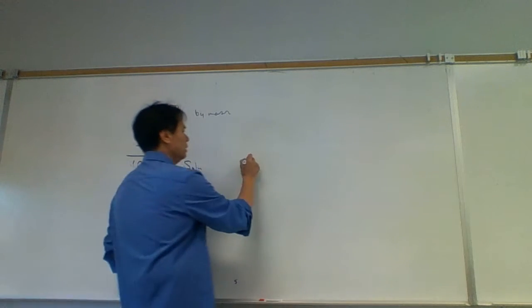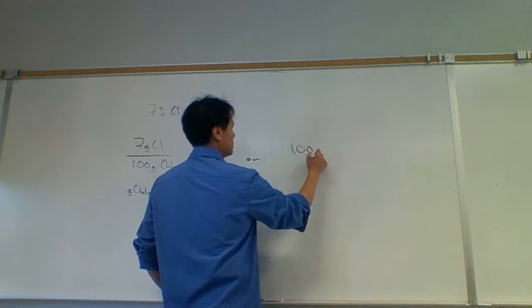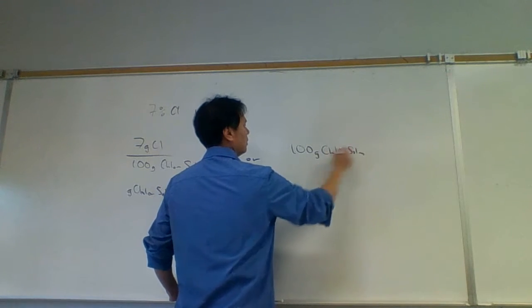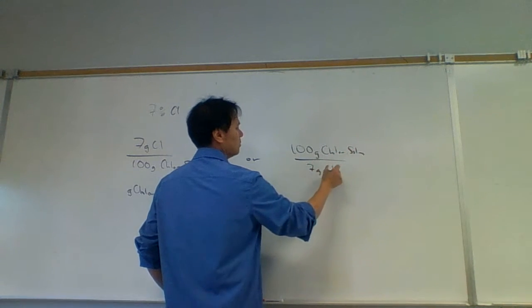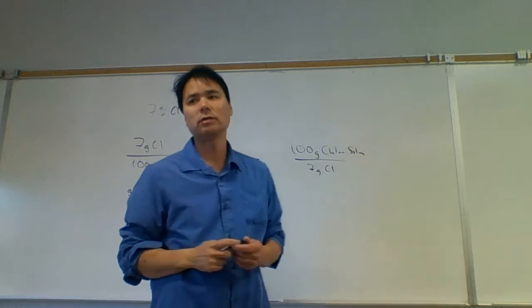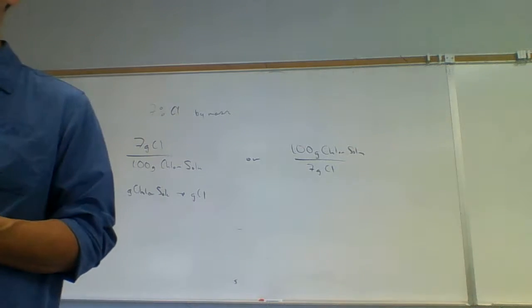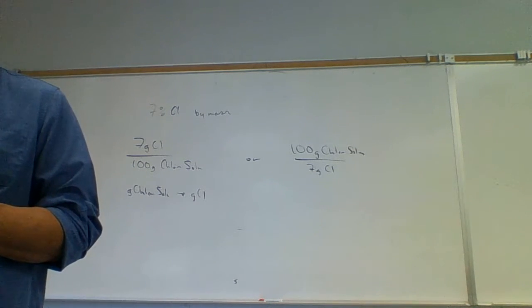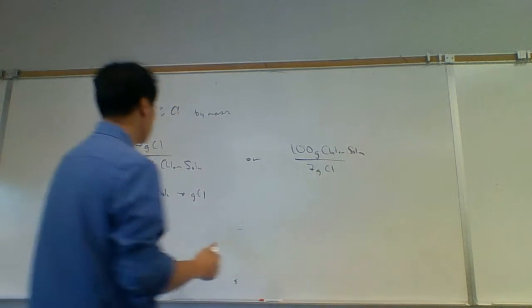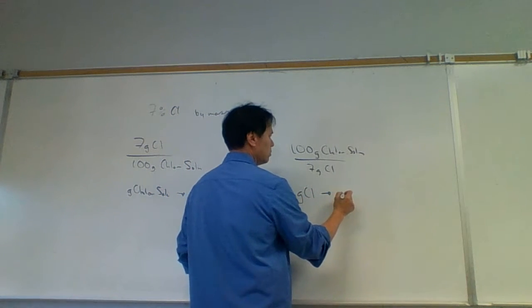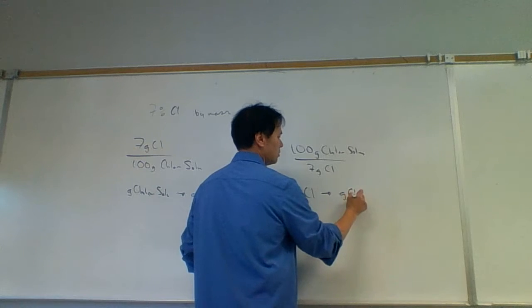Or we could write it upside down. If we wrote it upside down, it would be 100 grams of chlorinating solution for every 7 grams of pure chlorine. So let's say I need 14 grams of pure chlorine. If I needed 14 grams of pure chlorine, how many grams of chlorinating solution do I need? 200 grams. And so this goes the opposite way. This takes grams of pure chlorine and takes us to grams of the mixture, or the grams of the chlorinating solution.